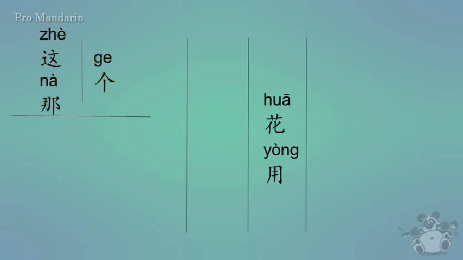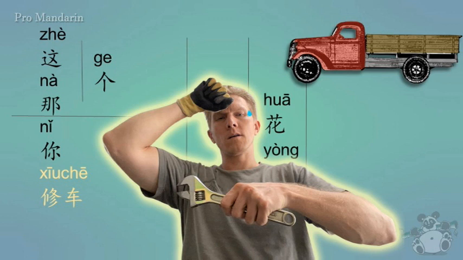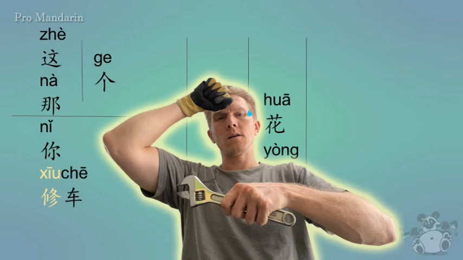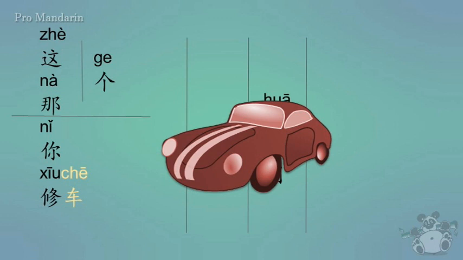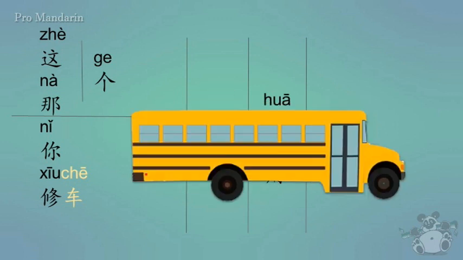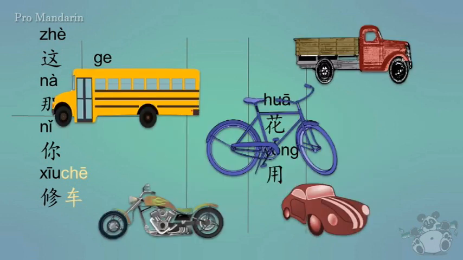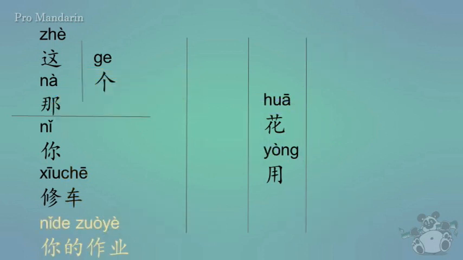Now for the next character below, it's going to be ni, which means you. And then we're going to have 修车, which means to fix or to repair a vehicle. Now, 修 is to fix or repair, and 车 could be any kind of vehicle. It could be a car, a truck, a bus. It doesn't really matter. It just means vehicle. And then the last word or phrase that we have here is going to be 你的作业. 你的 means your or yours, and 作业 means homework.